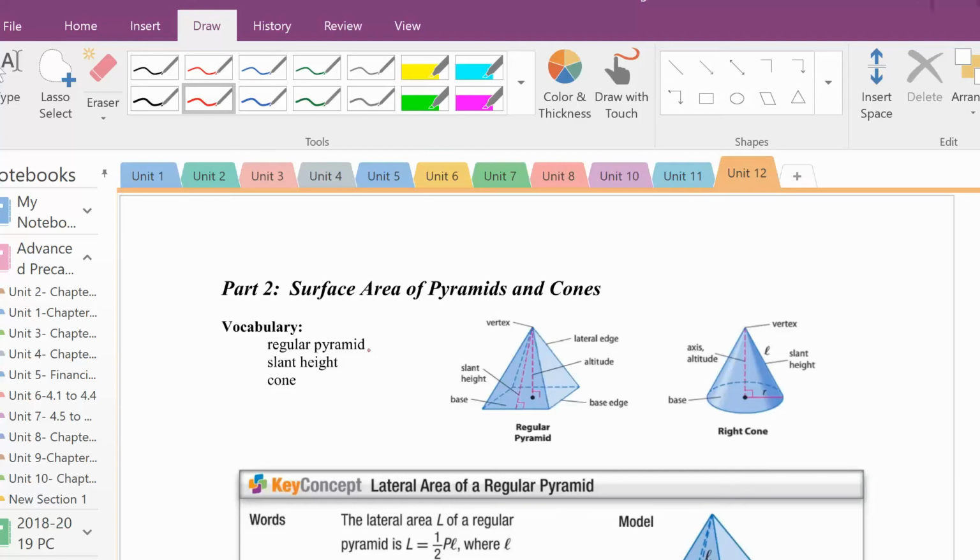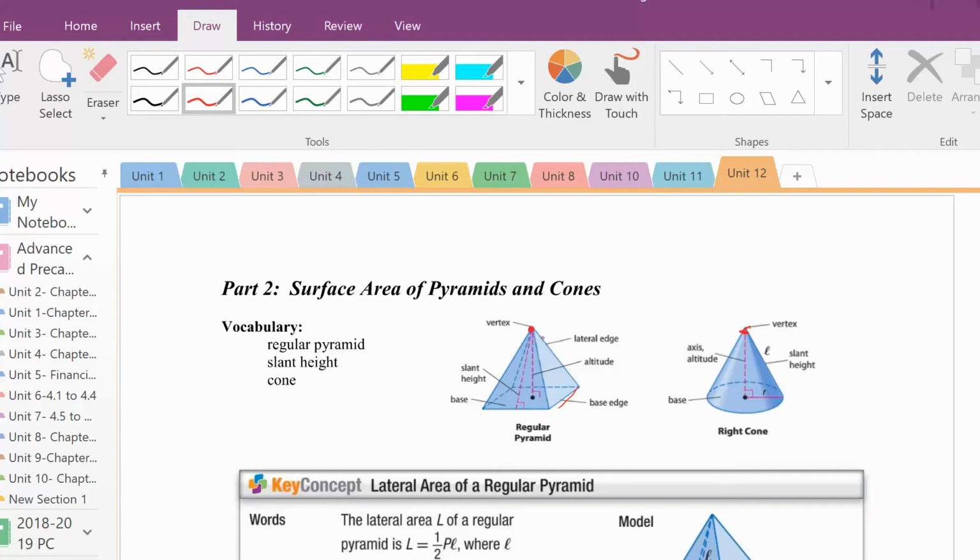So here there are different parts to a pyramid or a cone. First of all, the base edges. There's only one base here. The vertex is the top of the figure.